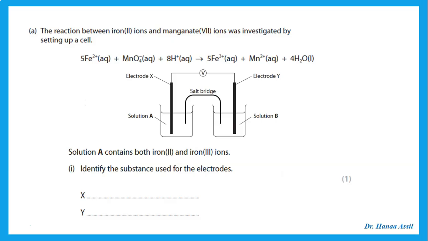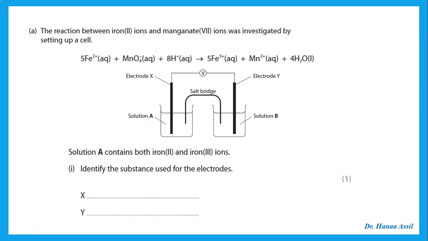The reaction between iron 2 and manganate ions is shown. Solution A contains iron 2 and iron 3. Identify the substances used for the electrodes. Again, what do I have in X? Where is X? X is in solution A, the electrode in solution A.